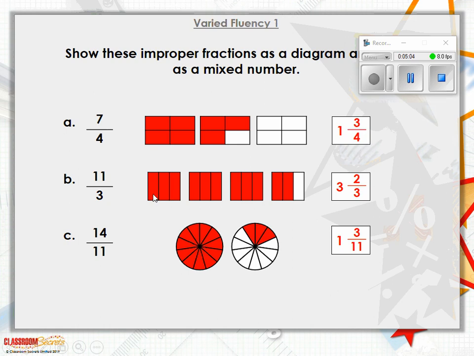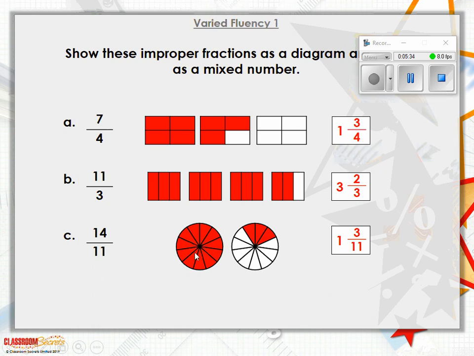This shape here, these are all divided up into 3 equal parts and 11 parts are shaded. So that diagram there represents 11 thirds. And 11 thirds as a mixed number is 3 and 2 thirds, because 3 divided into 11 is 3, 2 left over, and we keep our denominator as a 3.